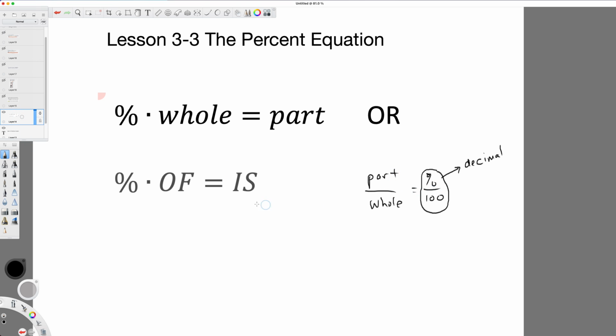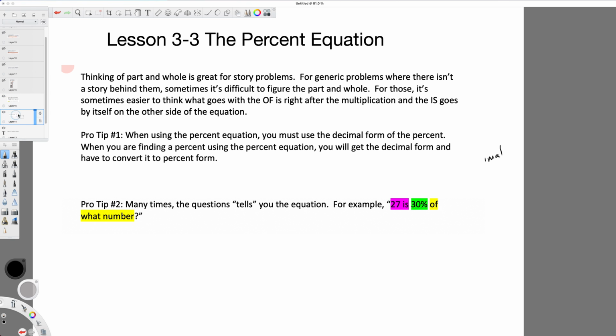Before we get into any examples of using this little percent equation, I want to go through a few quick little things for you. So I'll kind of read this for you here. Thinking of part and whole is great for story problems. For the generic ones where there isn't any sort of a story, I might do the is over of version. And if you look at this example that I have here, it works out super nice.